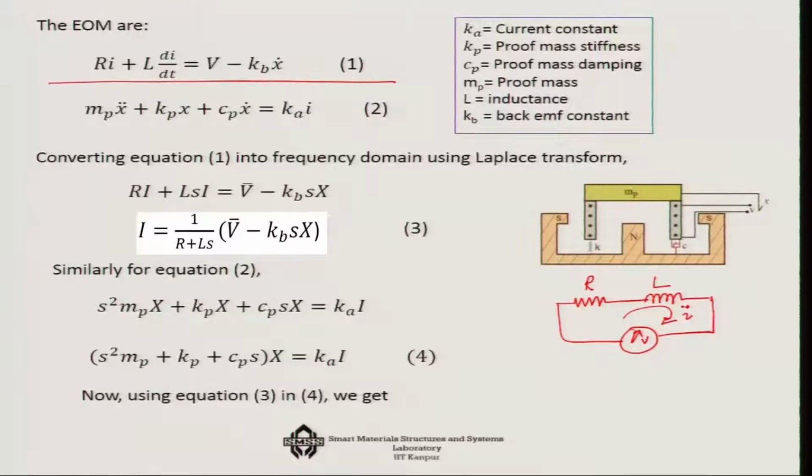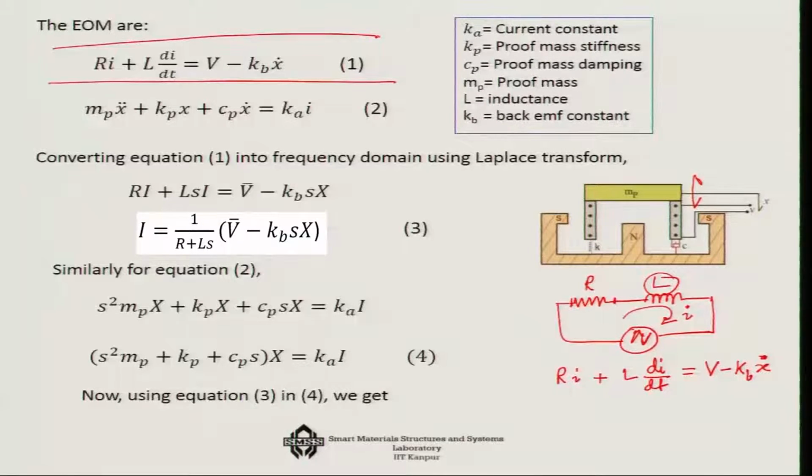So, that means the drop is R I, that is the first part, plus the second part, L dI/dt, and that equals the applied voltage V minus of course the back EMF, and that is kb times the velocity of the brute mass actuator, because as it moves up and down, proportionately this back EMF will be generated. So, kb x dot: the faster it moves, the more the back EMF, and the slower, the less. So, that is my first equation.